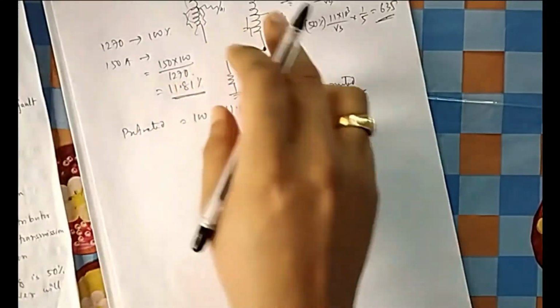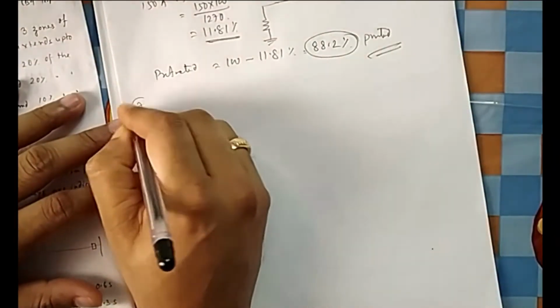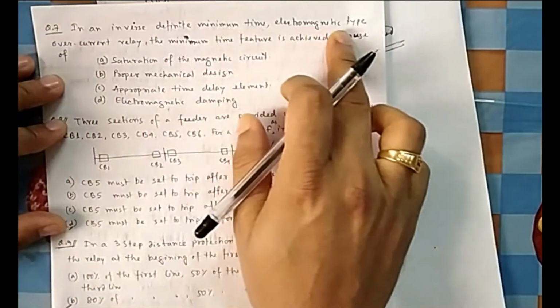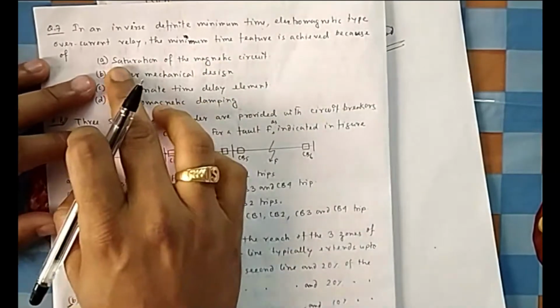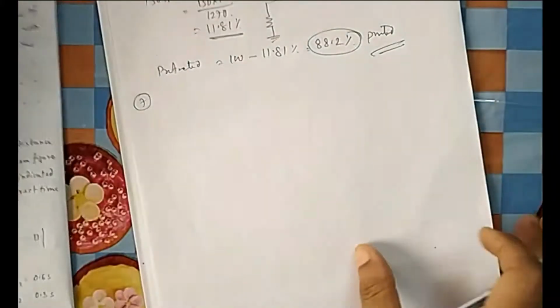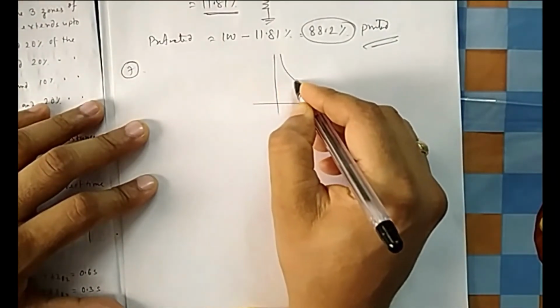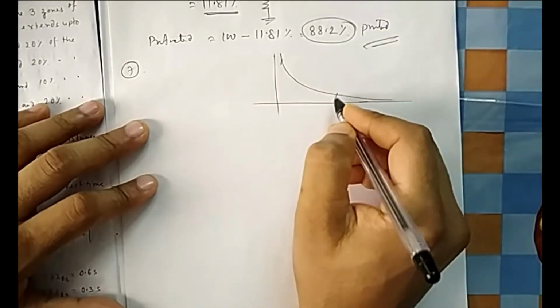So you can think of it this way. In question number 7, it is given: in an inverse definite minimum time delay electromagnetic relay, the minimum time feature is achieved because of what? Because it is an IDMT relay. For what purpose are they asking? So in an IDMT relay, if you see the characteristics of IDMT relay, this was the characteristic. So this portion is exposed.